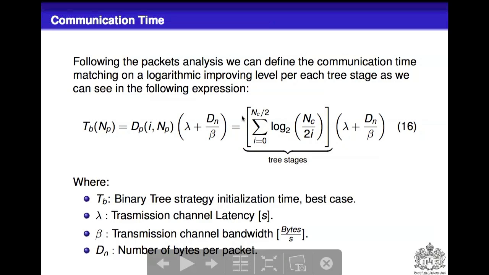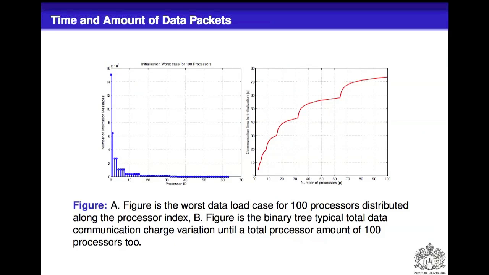Then if we have the list of binary packets, or list of byte packets, we could always divide it by the transmission channel bandwidth. Then at the end, the number of stages, which is related to the number of packets, should be multiplied by this transmission channel latency. Okay. Well, to continue this, we could explain it with these plot figures.